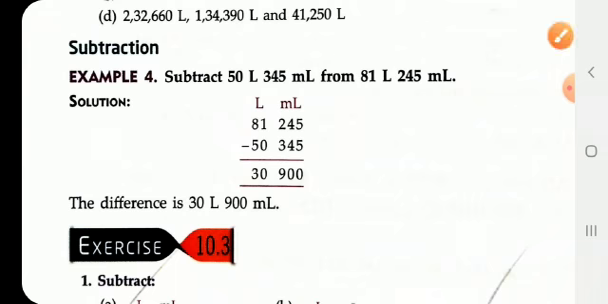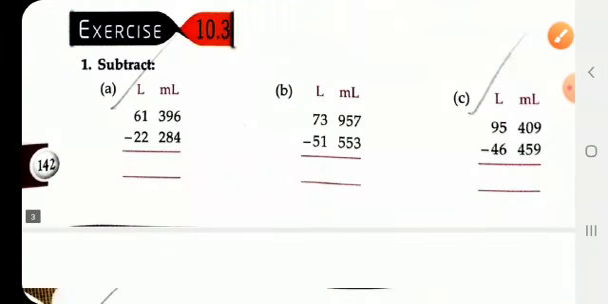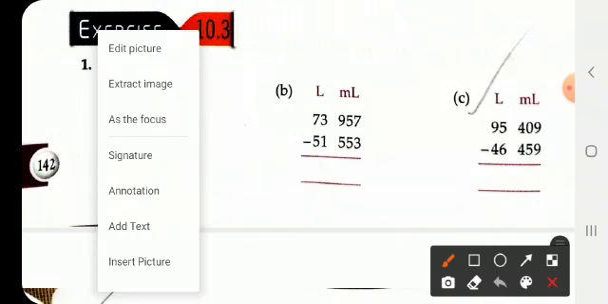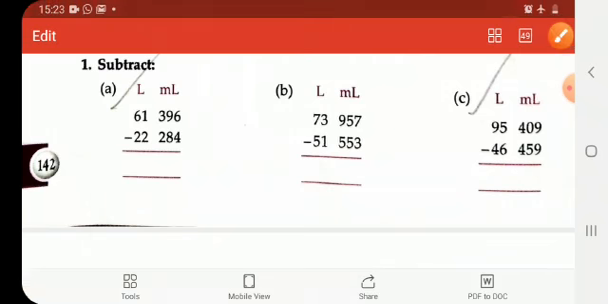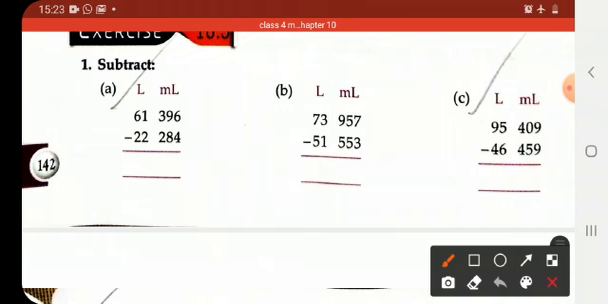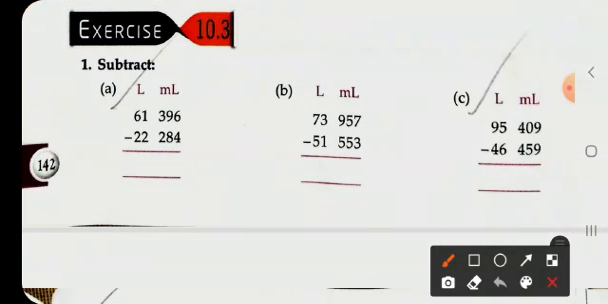Let's do some of the sums in exercise 10.3. We will do the first sum, that is sum number A, which says 61 liters 396 milliliters, and from this we will take away 22 liters 284 milliliters. You will do these sums in your book.